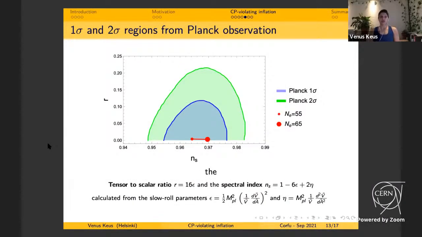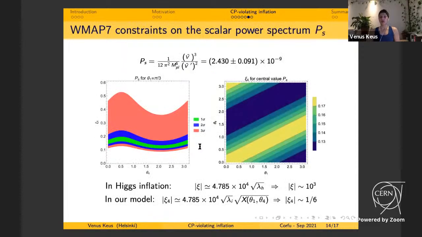So we check it with the observations, and you see that, in fact, for the usual number of e-folds that one considers for an inflationary model, the tensor-to-scalar ratio and the spectral index predictions are exactly in agreement with Planck observations. Here's one important winning point that this scenario has in comparison to, let's say, Higgs inflation when it comes to predicting the scalar power spectrum.